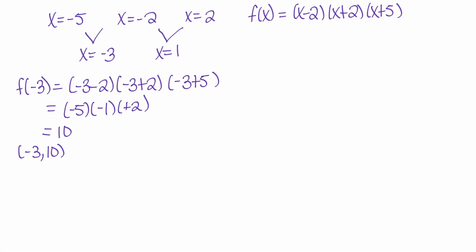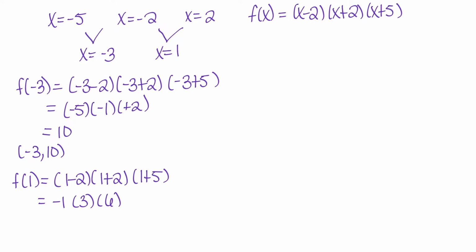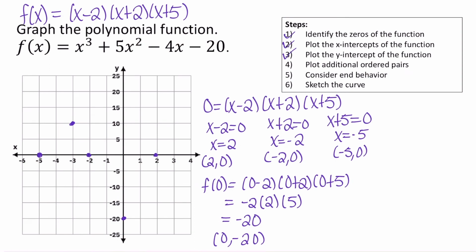And now let's try f of 1. So we have f of 1, which is 1 minus 2 times 1 plus 2 times 1 plus 5. So we have negative 1 times 3 times 6. That's negative 18. So we have 1, negative 18. So let's go ahead and plot that point at 1, negative 18.